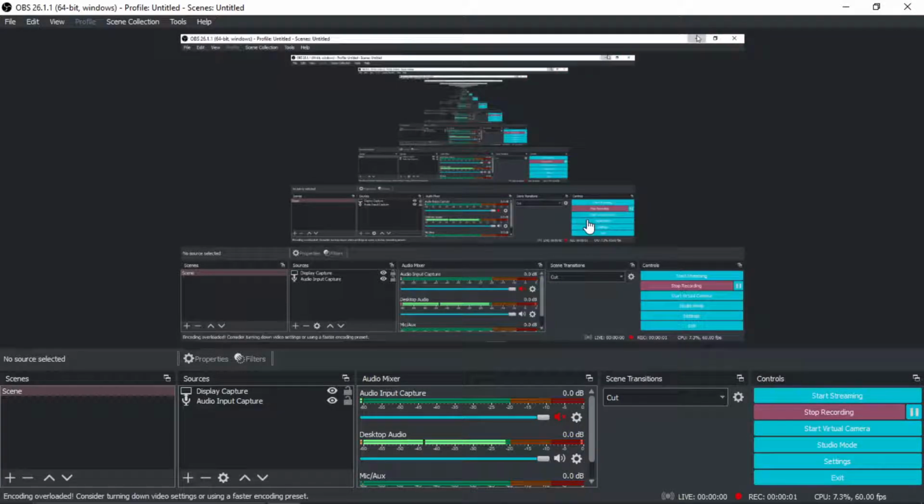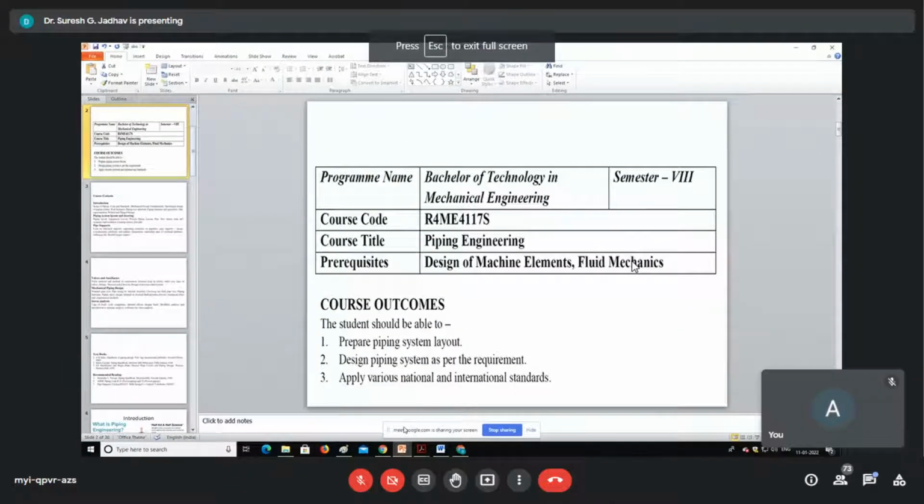Prerequisites: design of machine elements and fluid mechanics. I hope everyone has learned design of machine elements and fluid mechanics. Now, course outcomes.